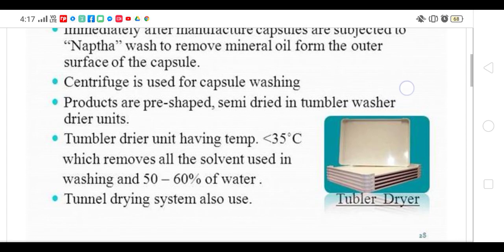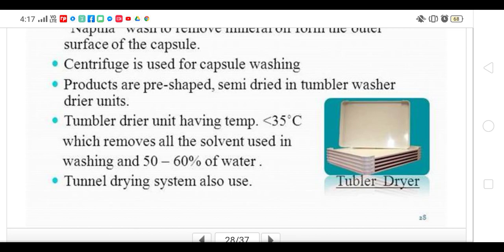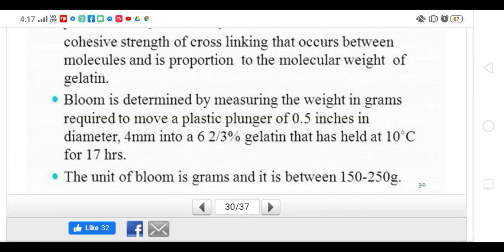And they are semi-dried in the washer dry units. And then it is dried at a temperature of 35 degrees. And washing, solvent used in the washing. And the tray dryer is used.